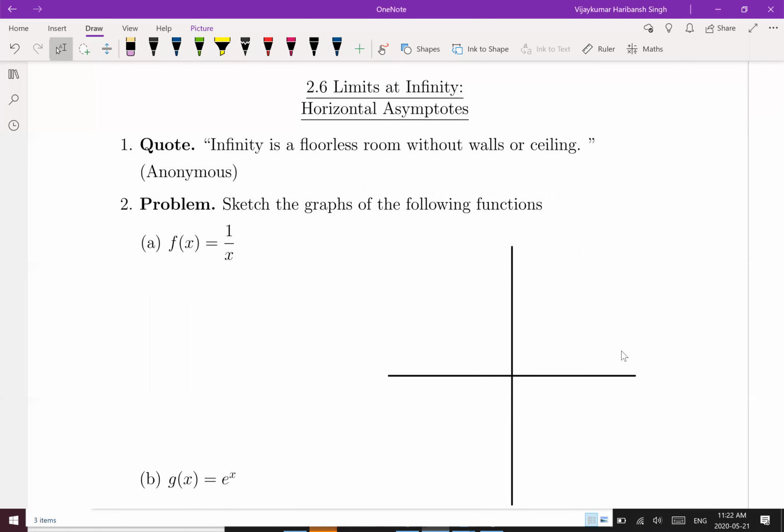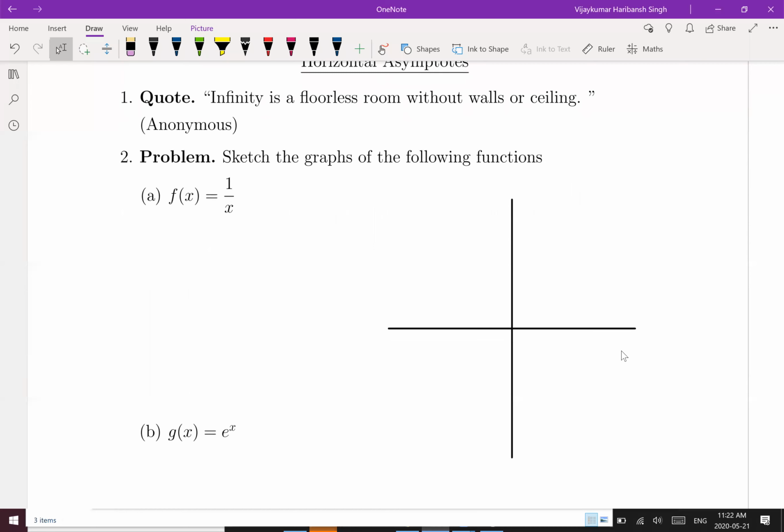So we want to talk about limits at infinity, horizontal and vertical asymptotes. But before that, let's sketch the graph of a few functions to see what this idea is about. So the graph of 1 over x looks like this. It's an odd function, so it's a reflection in the origin. So this is how the graph of f of x equals 1 over x looks.